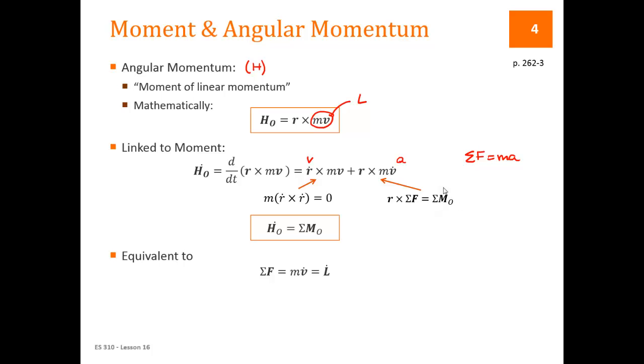And so what we've said through this analysis is that the time derivative of the angular momentum is equal to the sum of the moments. This is equivalent to saying the time derivative of the linear momentum is equal to the sum of the forces. Both of these are just ways of rewriting what we've already seen as our impulse momentum equations.